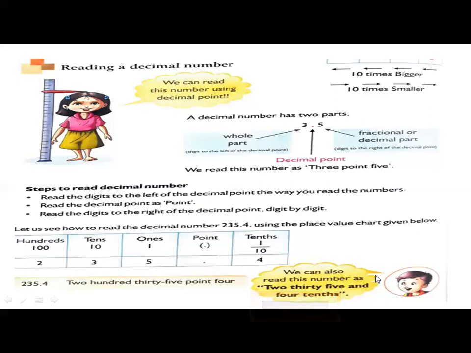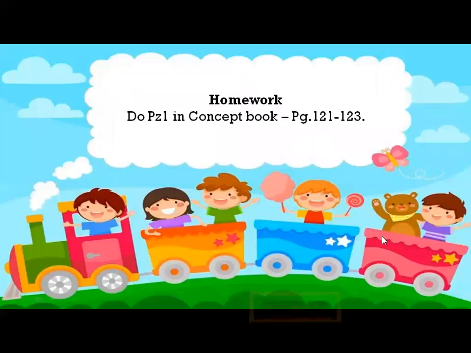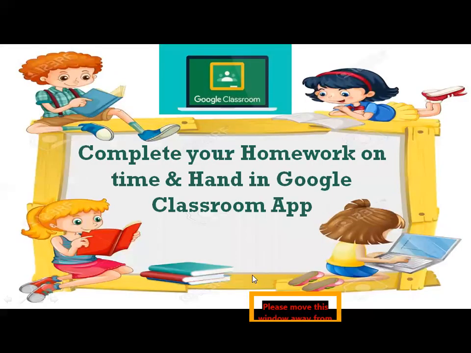Whether you use the place value term or you use the point and say the digit, both are fine. Okay, children. So today we discussed what is meant by decimal number, decimal point. Today do practice on 1 in your concept book by referring page number 121 to 123 and hand in Google Classroom app grade 4 maths.